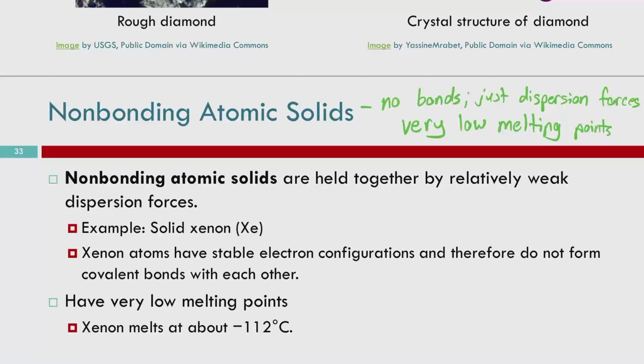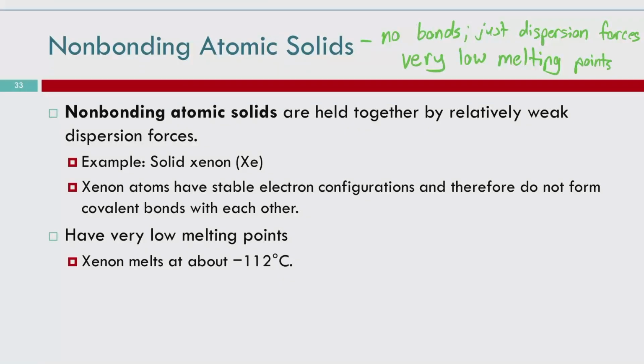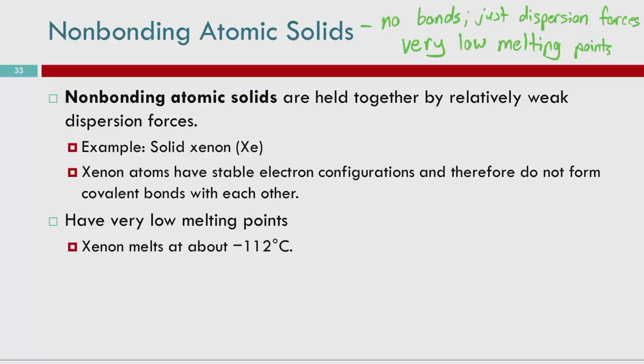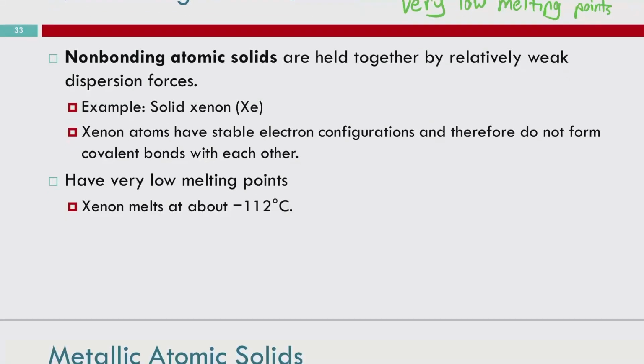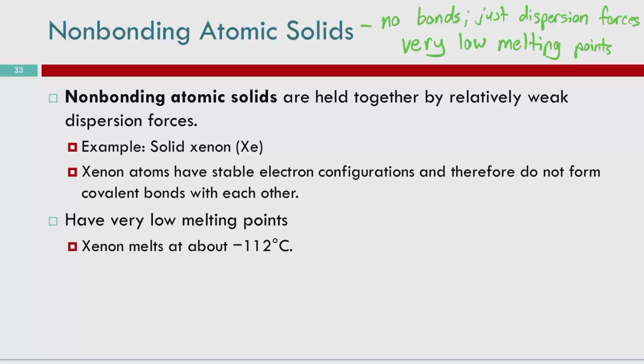Like helium has a boiling point of 4 Kelvin. I'm not entirely sure that it has a melting point. It's below 1 Kelvin if it has a melting point. So it's like almost no energy at all. And it's like, yeah, we're not sitting still. They're the ultimate ADHD final boss of atoms and elements. Xenon melts at negative 112 degrees Celsius. Again, you would die in negative 112 degrees Celsius. So that's our second, non-bonding atomic solids.